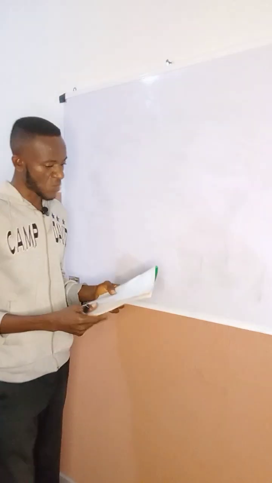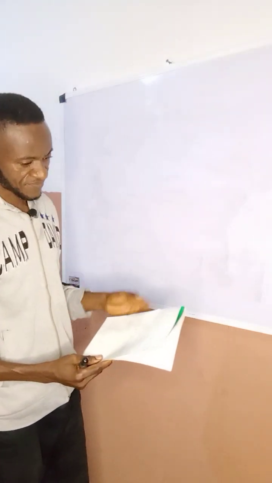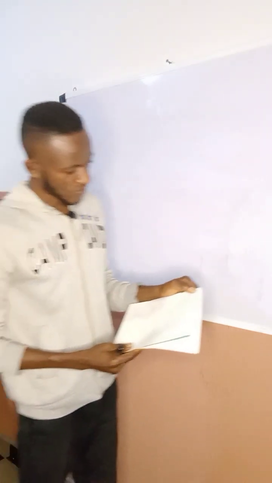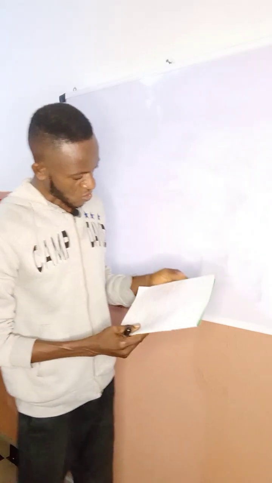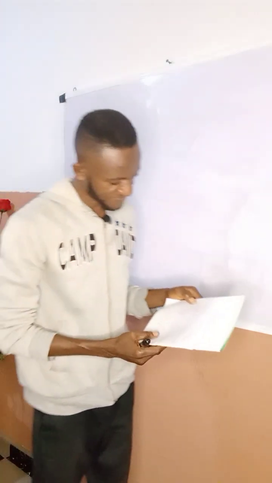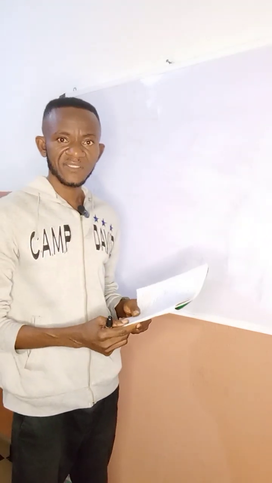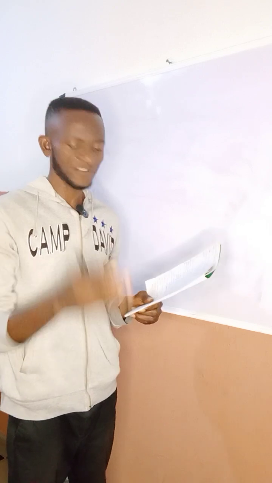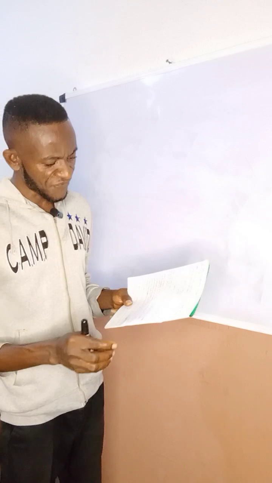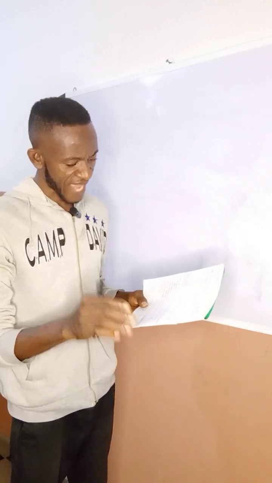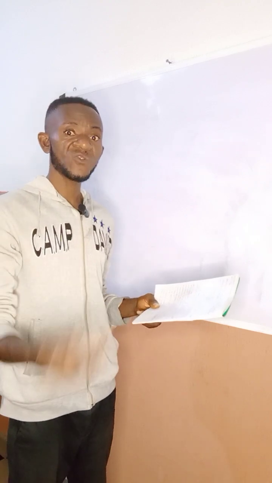So we go over to question number 5. Question number 5 says, let the average of 3 numbers be 16. If 2 of the numbers are 8 and 10, what is the remaining number?